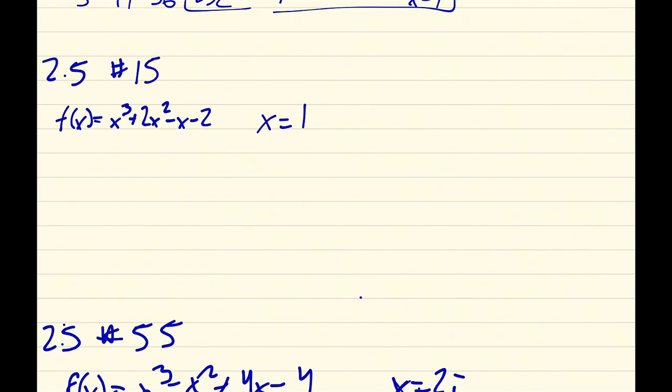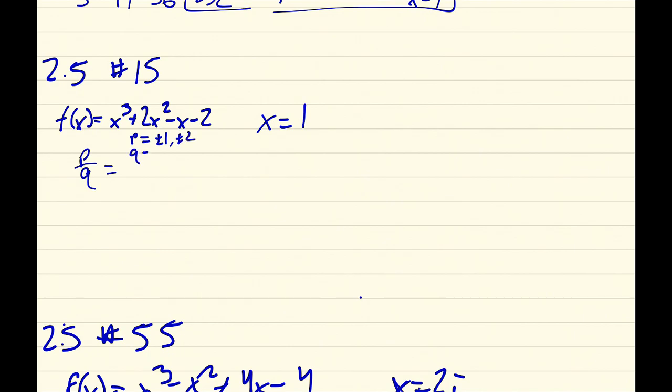On number 15 from section 2.5, it asks us to take this function f of x equals x to the third plus 2x squared minus x minus 2. It asks us to do the rational root test. The rational root test, remember, that's your p values divided by q values. So that's all the factors of your constant divided by all the factors of your leading coefficient. Well, the p values would be all the factors of the constant, so it'd be plus or minus 1 and plus or minus 2.